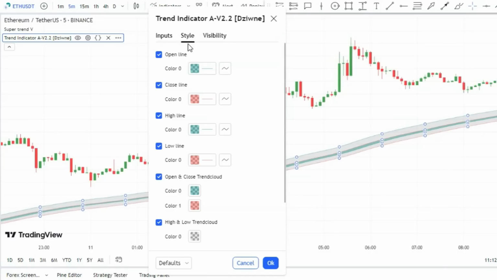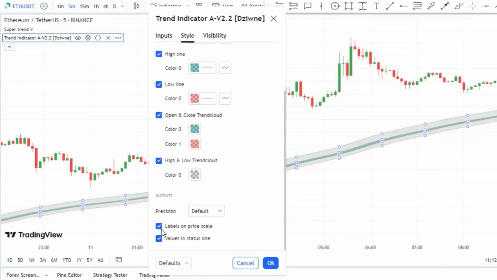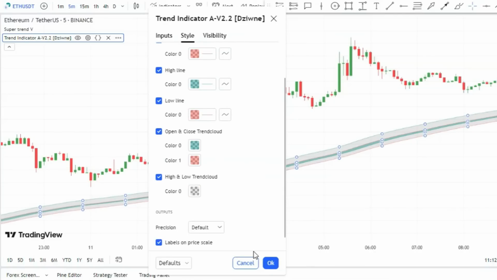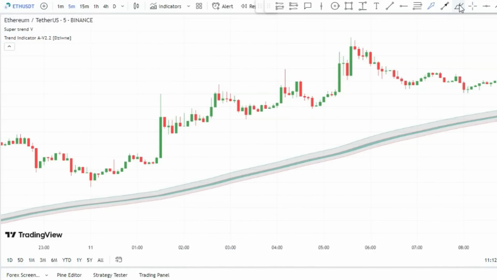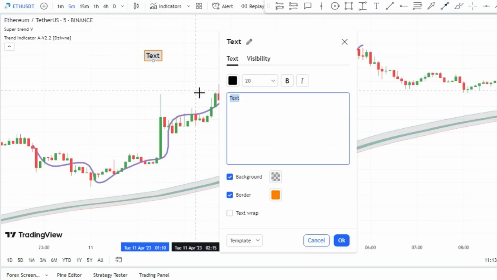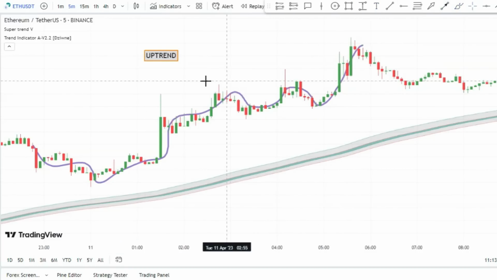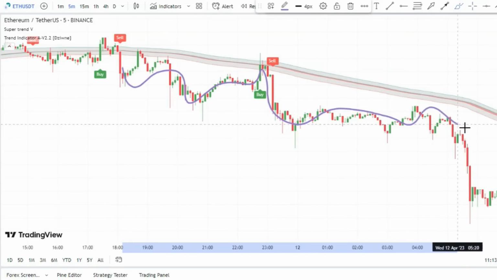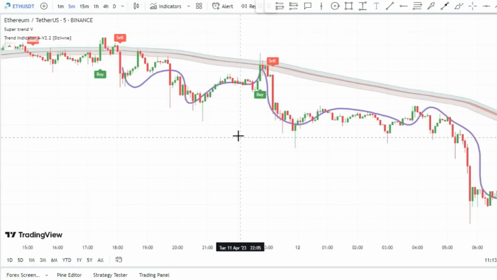Making changes in the style section is optional. Adding this indicator will help you to confirm the trend direction. So if the price action is above this indicator, then we have an uptrend market. And if the price action is below this indicator, then we are in a downtrend market.